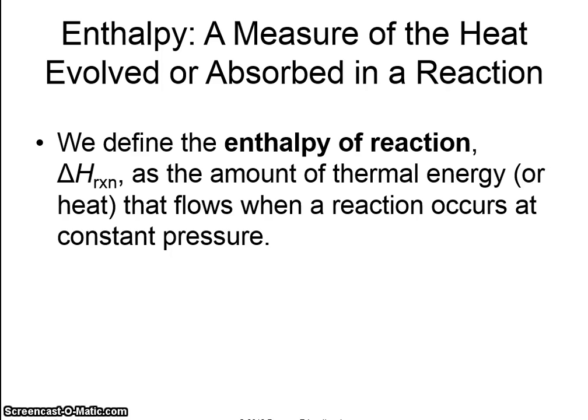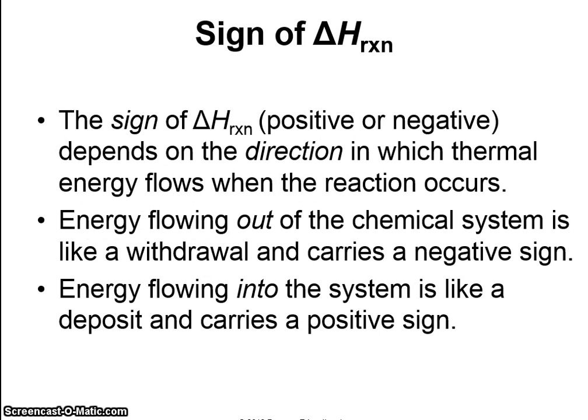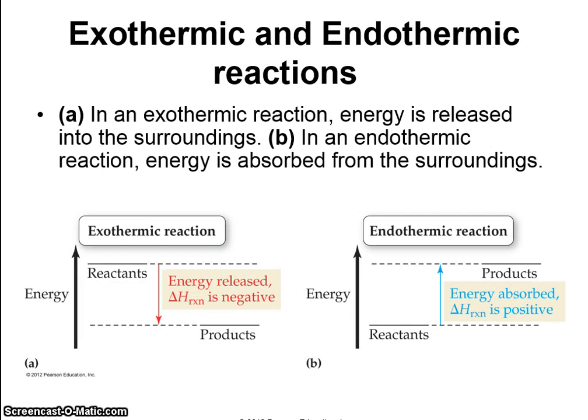We define the enthalpy of reaction as delta H sub Rxn, which is the symbol for that, and is the amount of energy that flows when a reaction occurs at constant pressure. The sign of delta H Rxn can be either positive or negative, and this depends on the direction in which the thermal energy flows when the reaction occurs. Energy flowing out of the chemical system is like a withdrawal from your bank account and carries a negative sign, while energy flowing into the system is like a deposit and carries a positive sign.